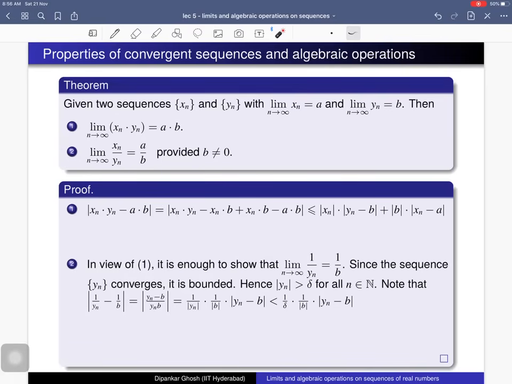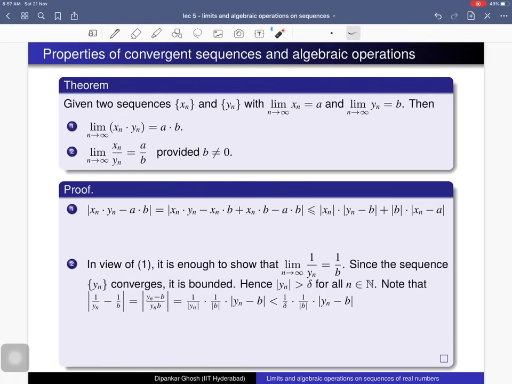Next we consider the product of two convergent sequences. If you consider these two sequences again, we can consider their product sequence. Now this theorem says that if these two are convergent sequences, then their product is also a convergent sequence. And what about their limit? If limit xn is a and limit yn is b, then the limit of their product should be the product of the limits. So the limit as n tends to infinity of xn times yn, this sequence, is a times b, and let's verify this.